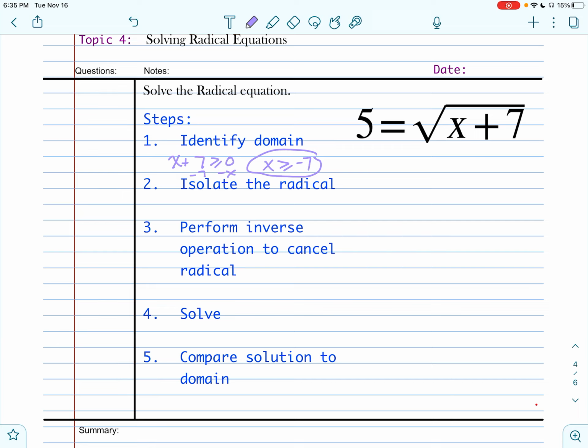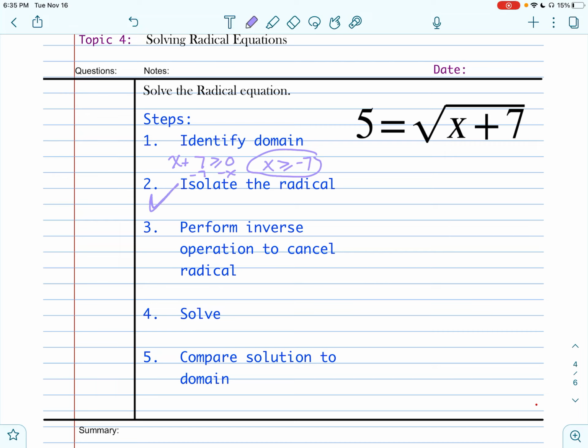Okay, step 2 is isolate the radical, and that means to get it by itself. And you'll see here, if I'm looking, there's nothing touching the radical. I'm not multiplying by a number, I'm not adding a number at the end, any of that kind of stuff. So step 2 has been taken care of.